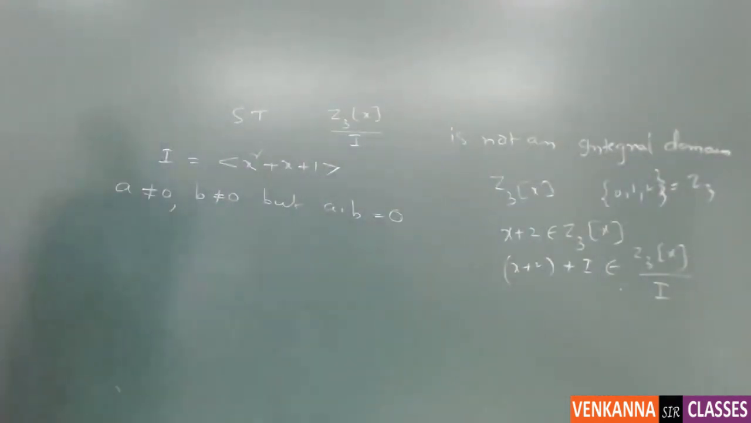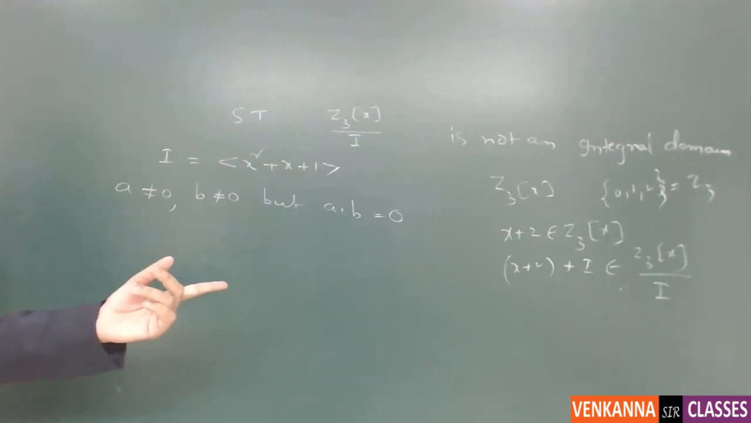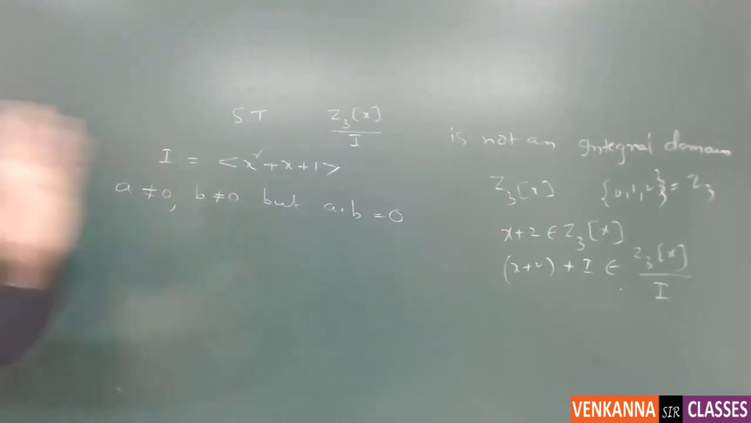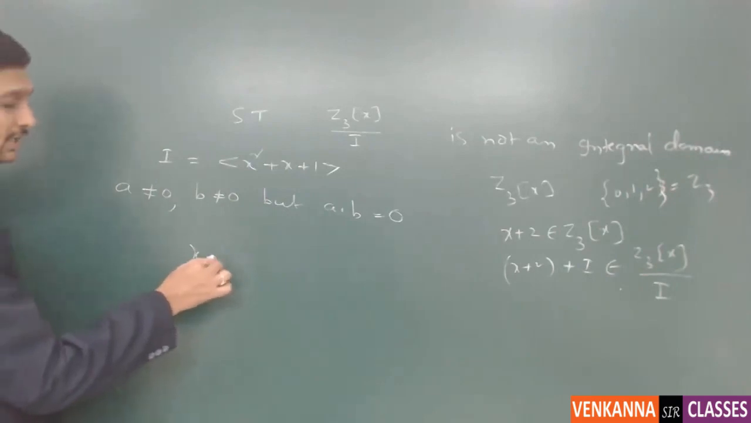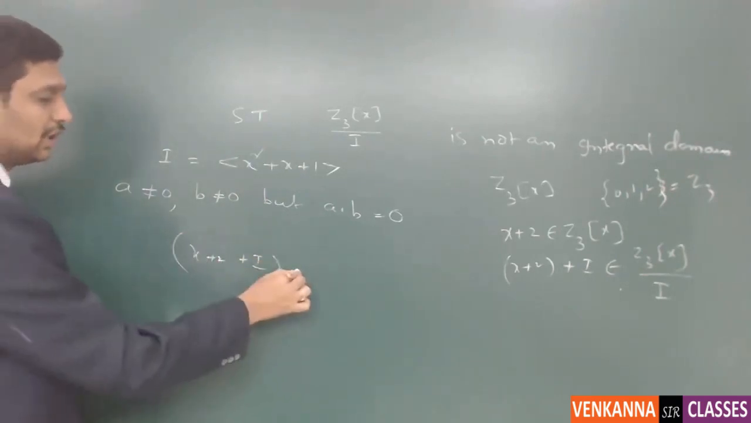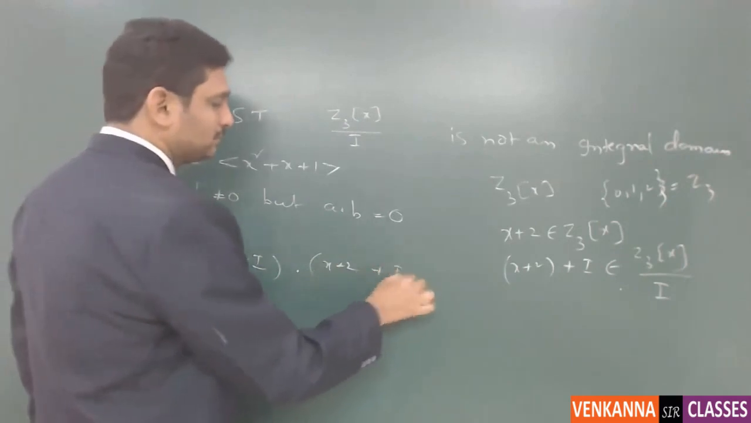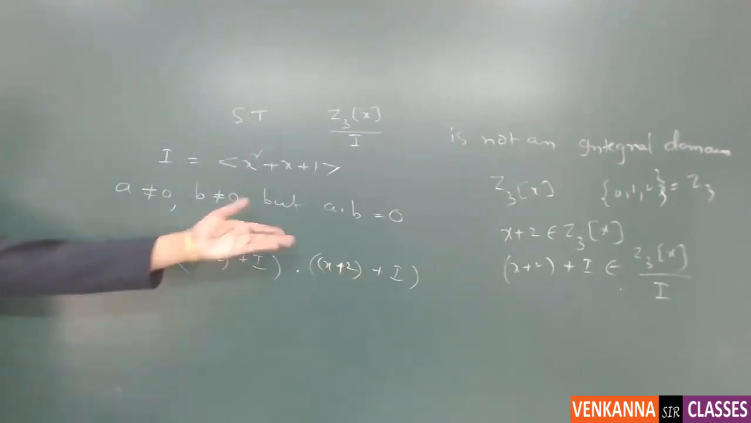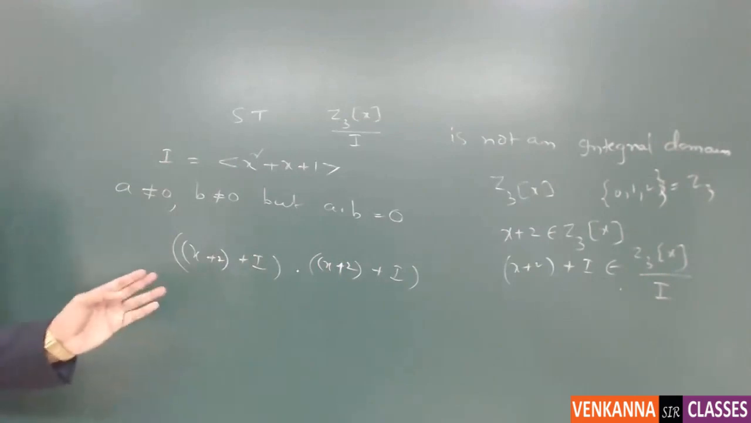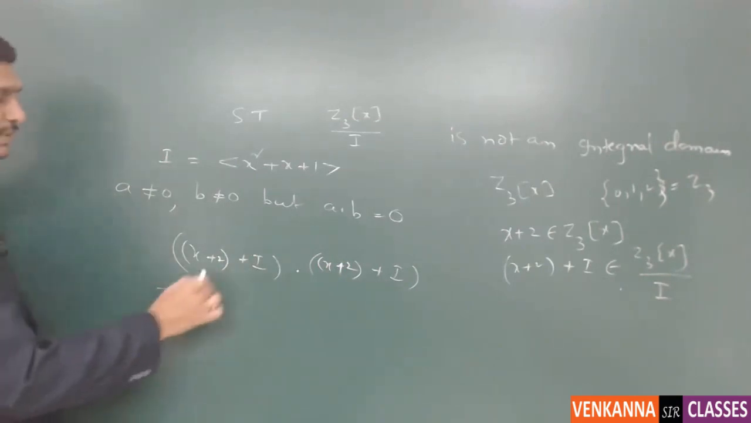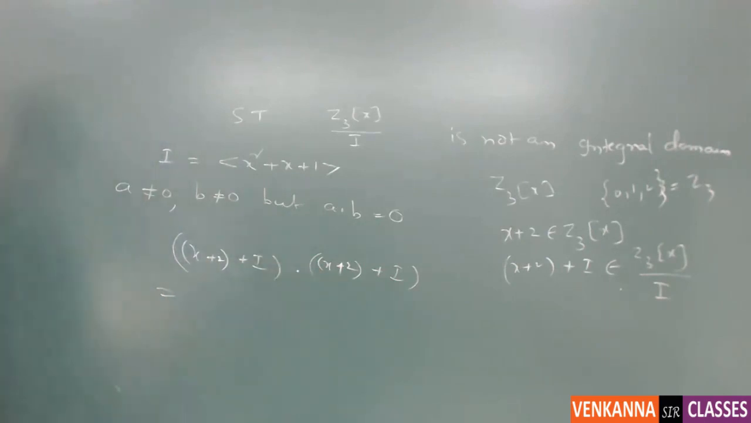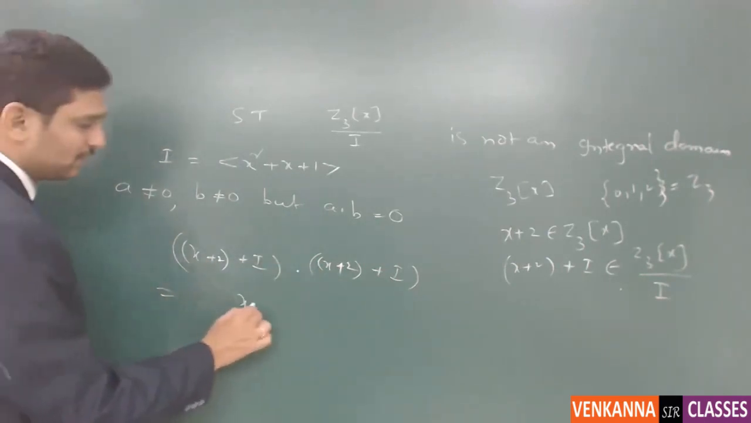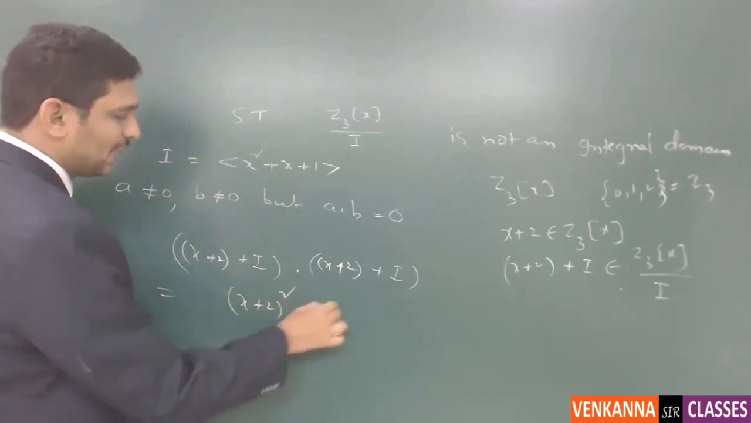Now I say that this element is a non-zero value, but if you consider the product, it is giving 0. So consider (x plus 2 plus I) dot (x plus 2 plus I). I have considered the square of the value. So how do we multiply the cosets? We simply multiply the respective values. The set will remain the same. So this is nothing but (x plus 2) whole square plus I.